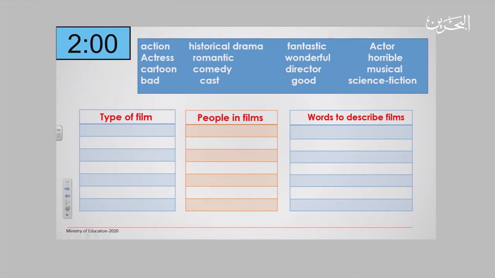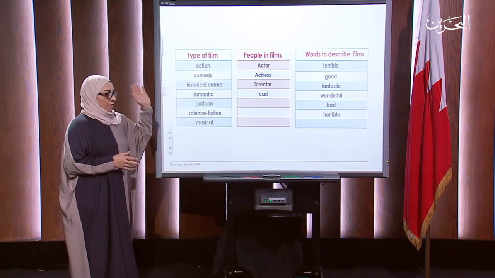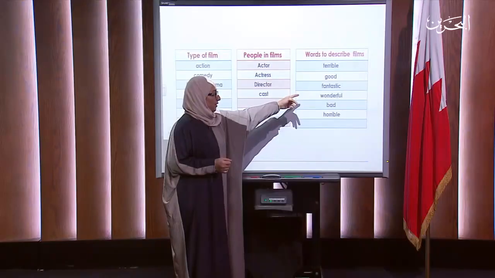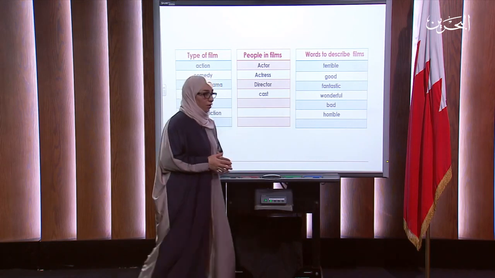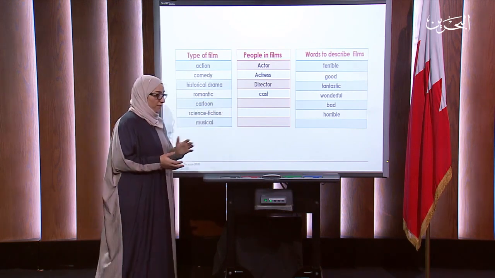Now, let's check your answers. These are the words in the right group. Type of film: we have action, comedy, historical, drama, romantic, cartoon, science fiction, musical. People in films: actor, actress, director, cast. Words to describe films: terrible, good, fantastic, wonderful, bad, horrible. These are all the words we are going to use today in our lesson reviewing films.